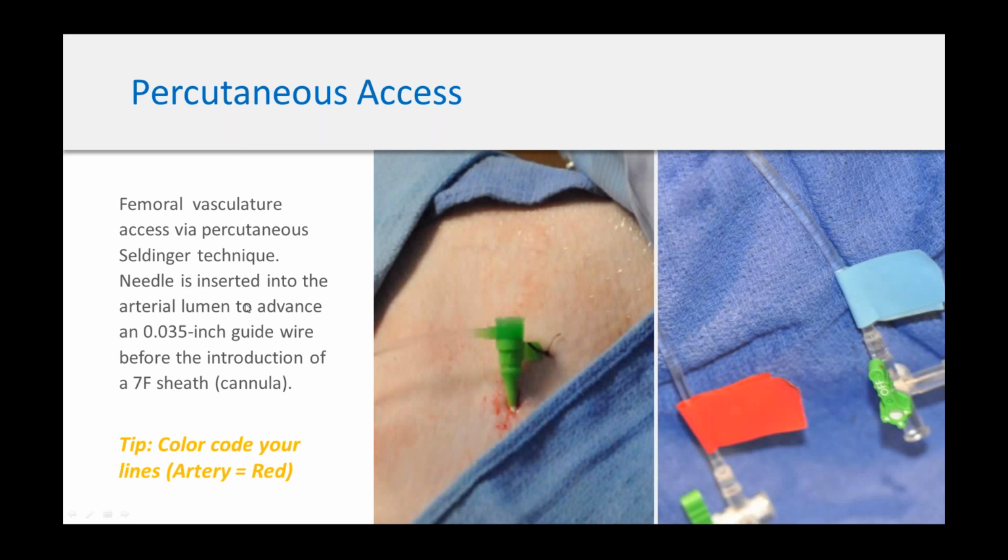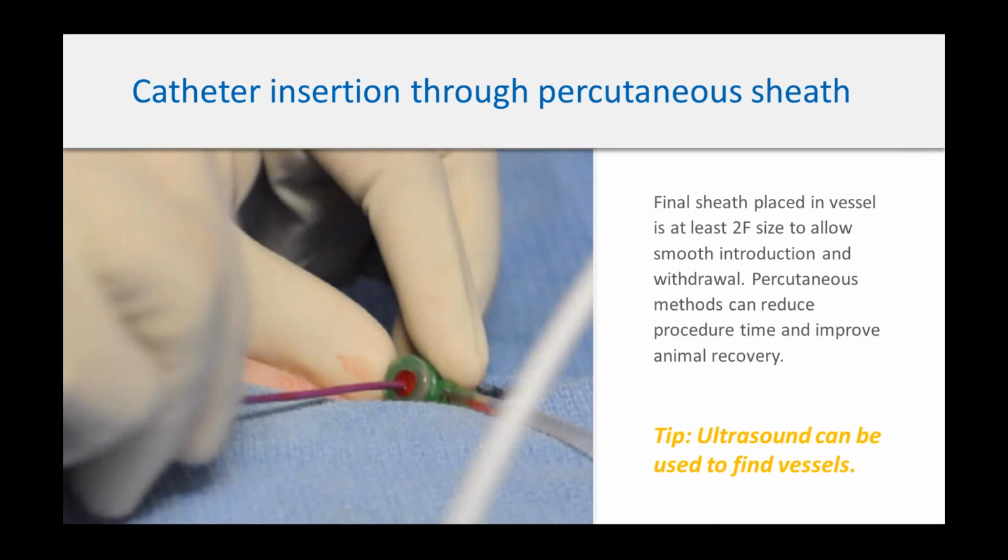So we'll insert the needle into the arterial lumen, put the 035 guide wire into it, and then introduce the 7 French or 5 French sheath and dial up if we need to a 9 or 11 French sheath. Once the sheath is in, you can put the catheter in. Here we already have the business end of the catheters through the diaphragm of the sheath right here, and the cover is slid back here. Again, you're going to want to have a sheath that's at least 2 French larger than your catheter, just to have smooth introduction and withdrawal.